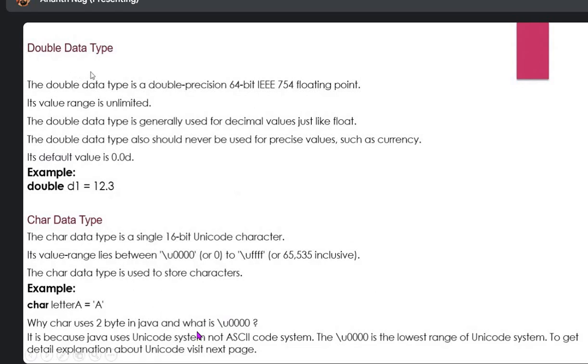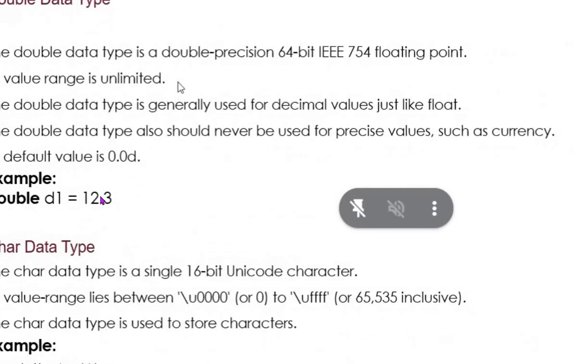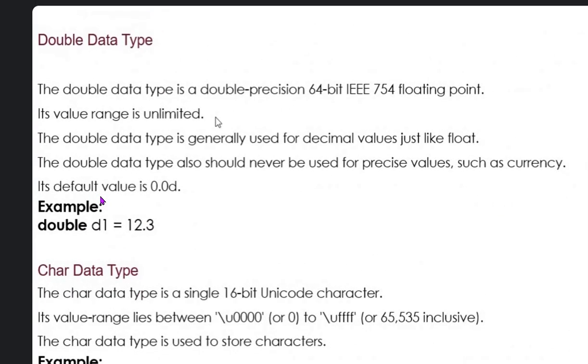So next is double data type. The double data type is a double precision 64-bit IEEE 754 floating point. Its value range is unlimited. The double data type is generally used for decimal values, just like float. The double data type also should never be used for precise values such as currency. The default value is 0.0d.